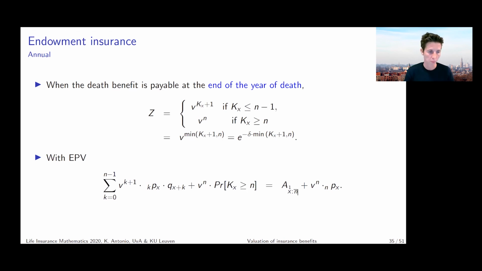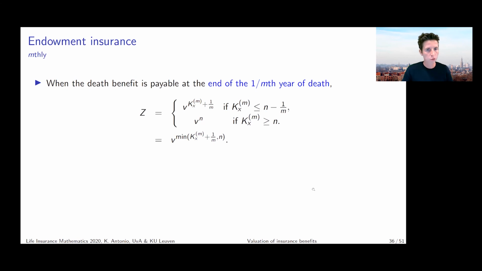It's just a matter of combining with the appropriate expression here for the term insurance part. You can also do the same if you work not with annual time periods, but if you split the 1 year period into m time periods of equal length. So here again, we're going to combine a term insurance with a pure endowment.